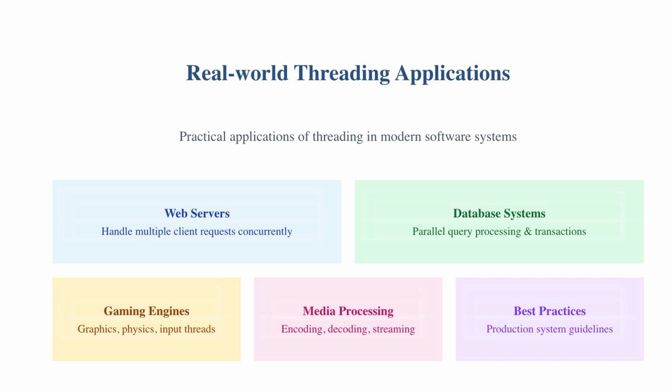Media processing applications like video encoders use threading extensively. They can encode, decode, and stream content in parallel, making real-time video processing possible. Think about how streaming services handle millions of concurrent viewers. Finally, we have best practices for production systems. These include proper thread pool management, careful synchronization design, and thorough testing for race conditions and deadlocks, all the concepts we've covered in this course.